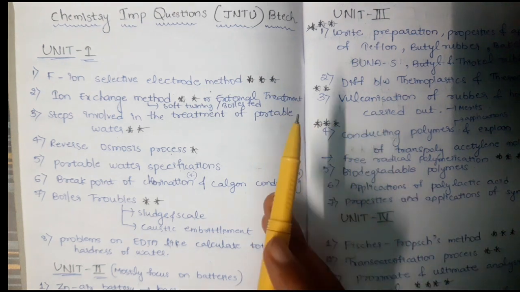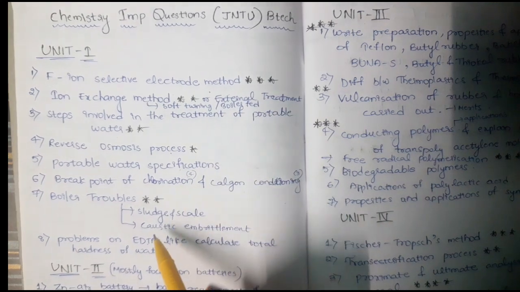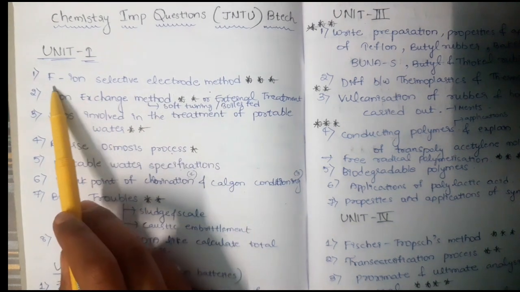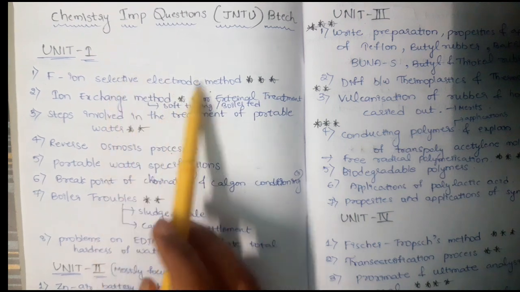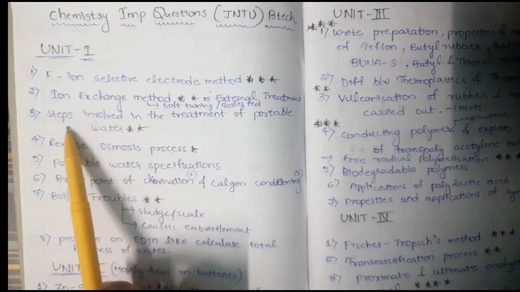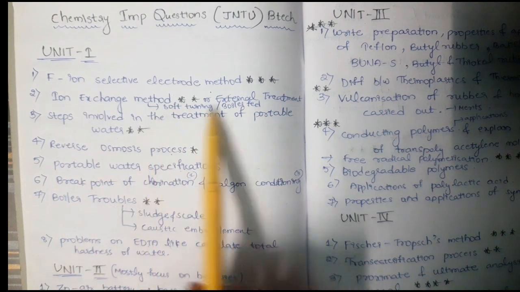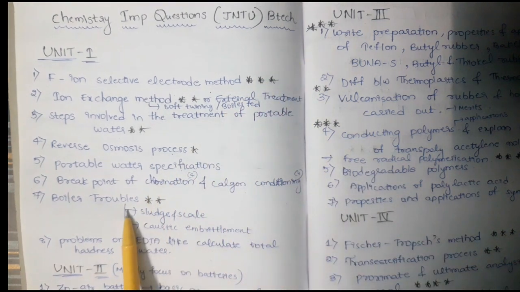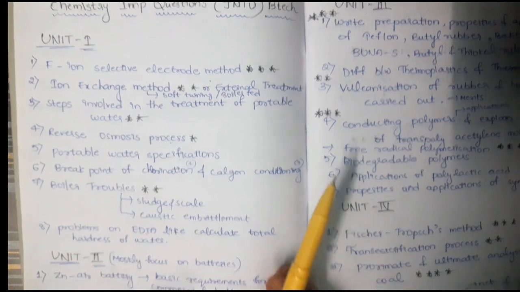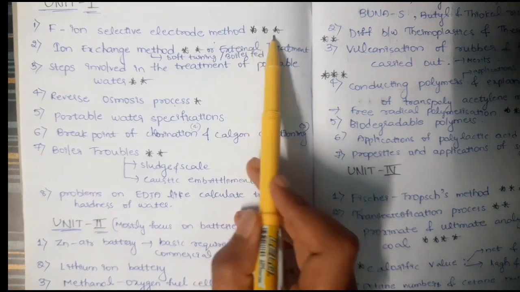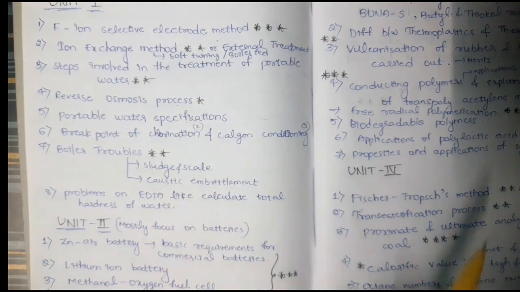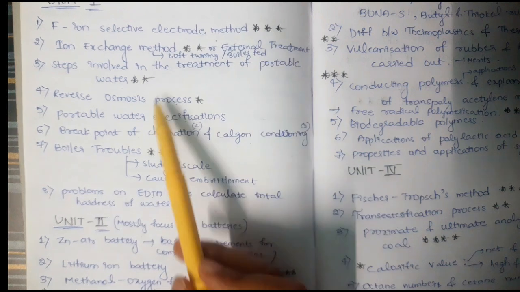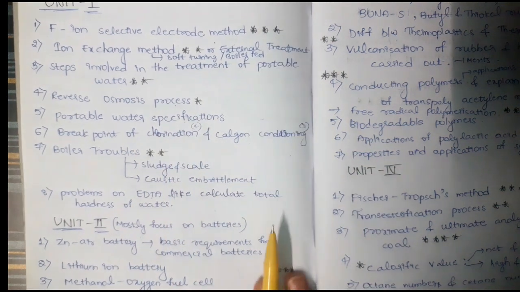But just to pass, I am advising you to prepare this question, and the fluoride ion selective electrode method and ion exchange method, and steps involved in treatment of potable water. After completing this, go to boiler troubles. These star points are very important. After completing the star questions, you can go to the other types of questions.